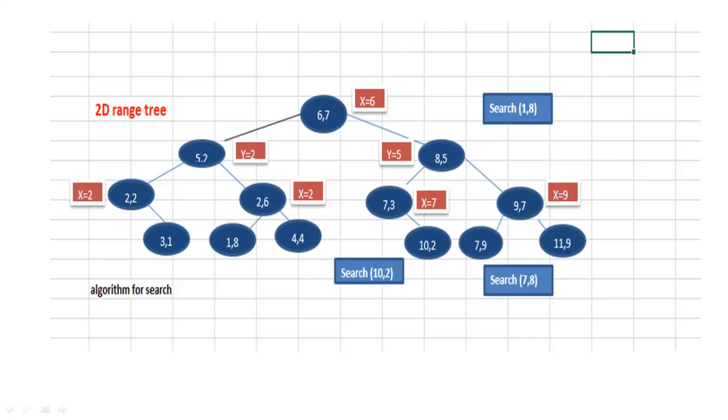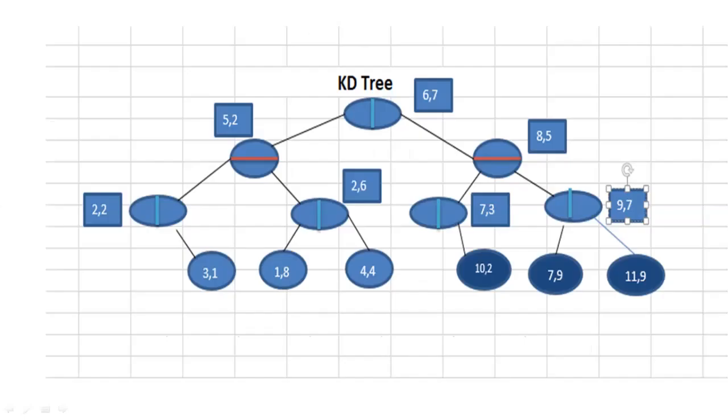Now let us try to search for 7, 8. Again start the search from the root node. 7 is greater than 6. Go to the right. Now compare the y coordinates. 8 is greater than 5. Continue to the right. Now compare the x coordinate. 7 is less than 9. Continue to the left. Now here we will not compare any coordinate because we have reached the leaf node, so no further partitioning is possible. So we directly compare the value with the search key. Here we find that the x coordinates are matching, but y does not match. So we can declare that the key we are searching for is not present in this range tree or KD tree.